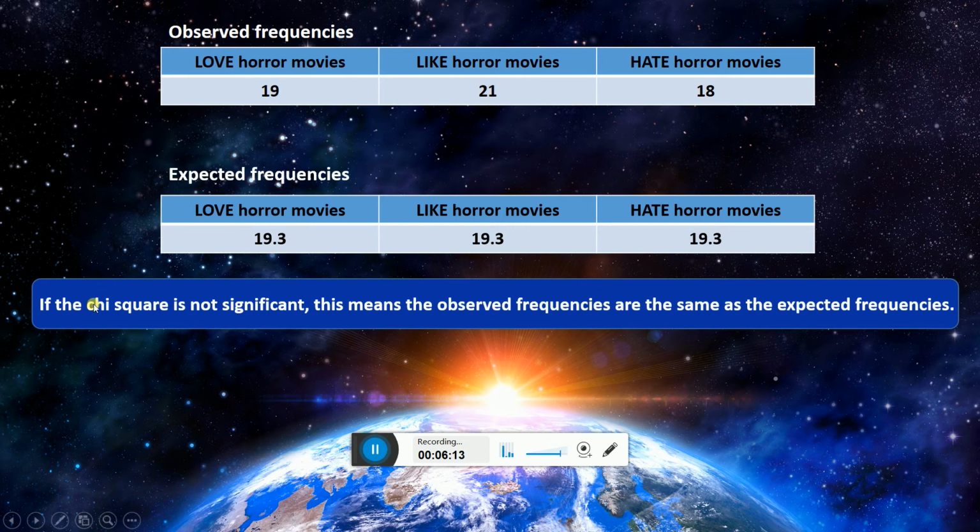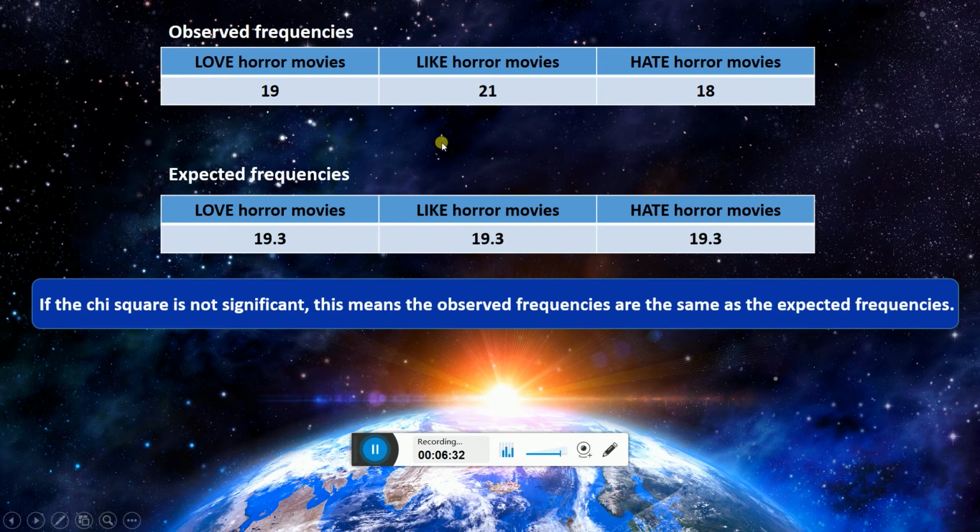Now, if it is not significant, so in other words, p greater than 0.05, or if you're using SPSS, the sig value is greater than 0.05, this means that the observed frequencies are the same as the expected frequencies.